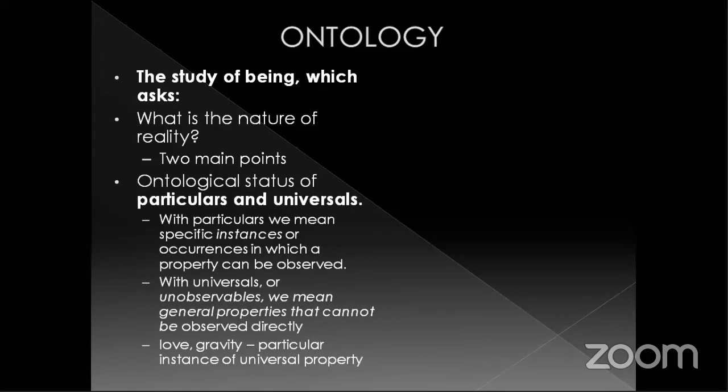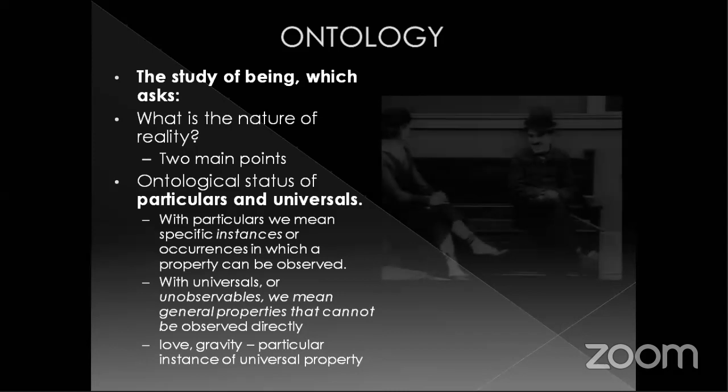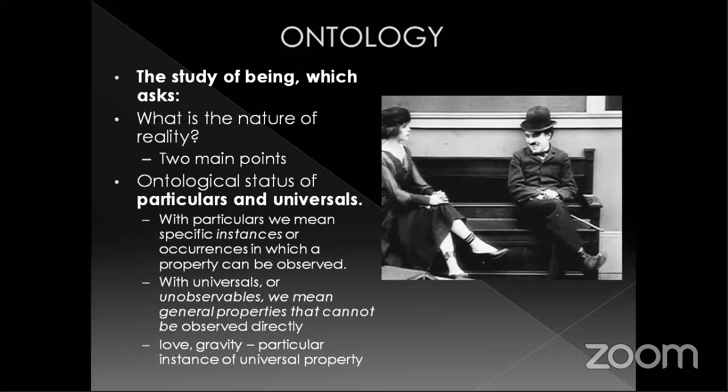So the study of being, which asks, what is the nature of reality? It boils down to two main points: particulars and universals. With particulars, we mean specific instances or occurrences in which a property can be observed. With universals or unobservables, we mean general properties that cannot be observed directly. So love or gravity, particular instances of universal property. A property can be observed in any observation. Universal, which is non-observable, here love is unobservable.